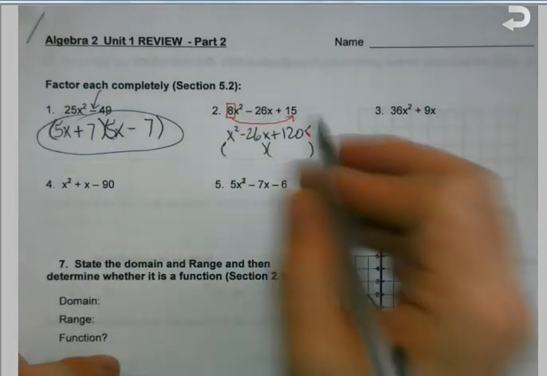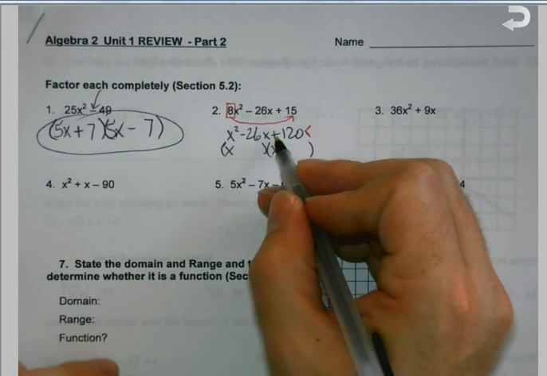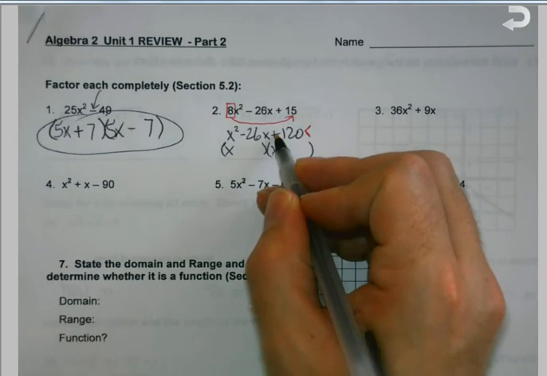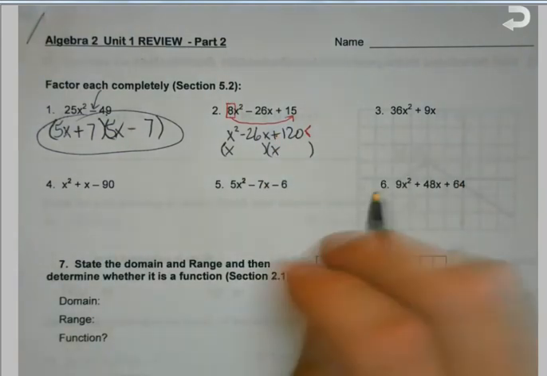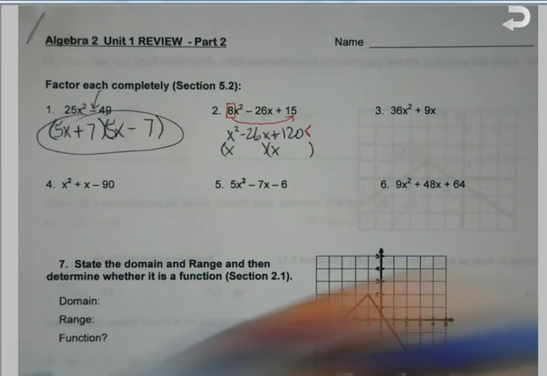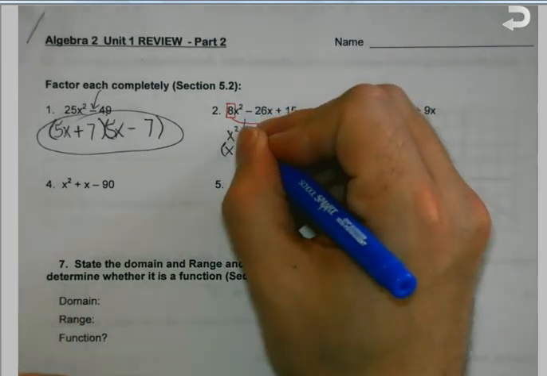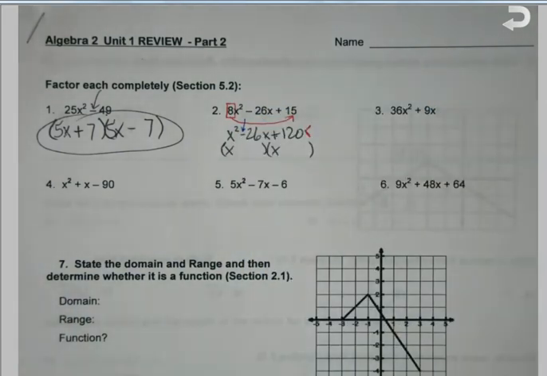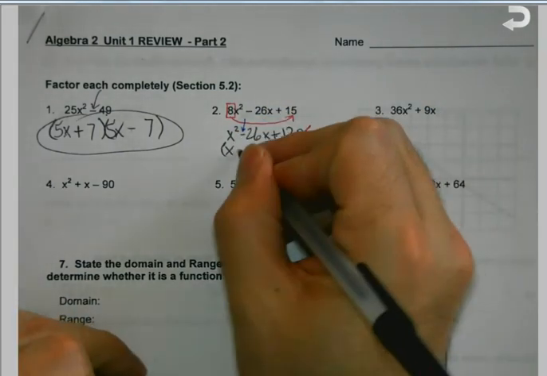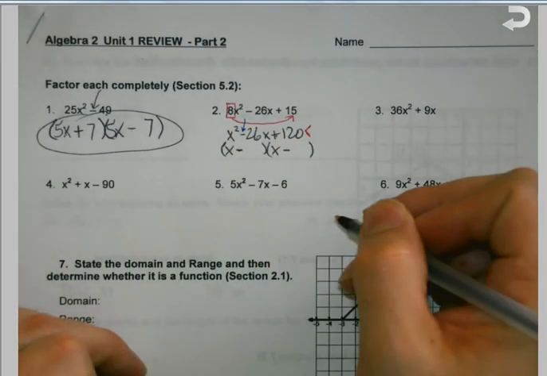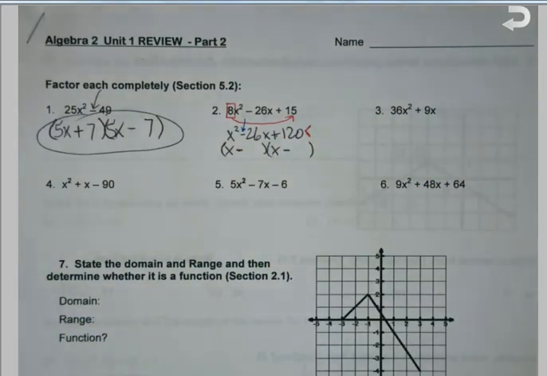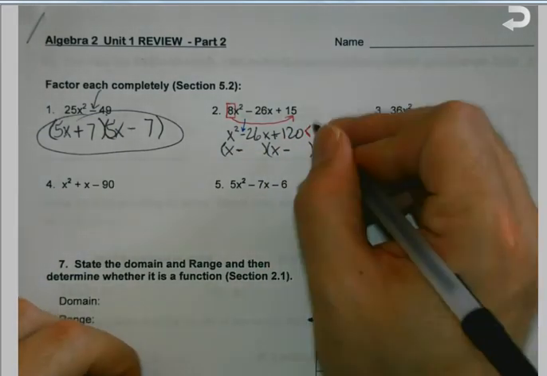Well, what do I know? Well, I know that since they multiply to get a positive number, they're either both negative or both positive. Well, how do I know which one it is? I can even tell you that right now. Since my sign in the middle is negative, that tells me that both of these are going to be negative values. So basically what I'm looking for is two numbers that add up to 26 that multiply to 120.